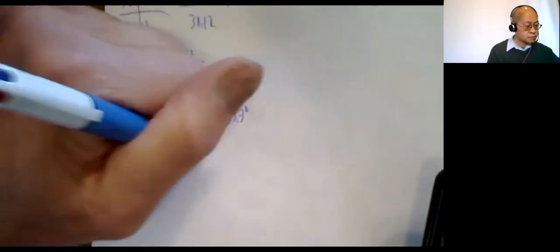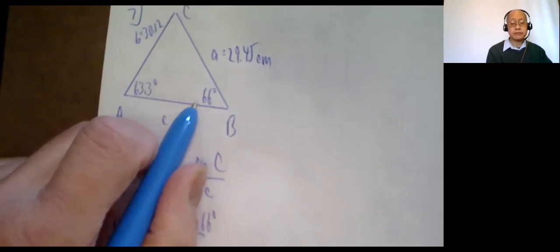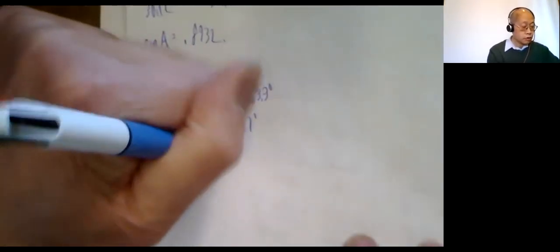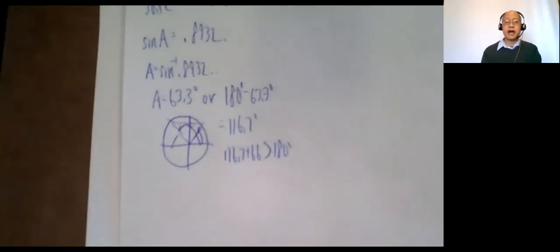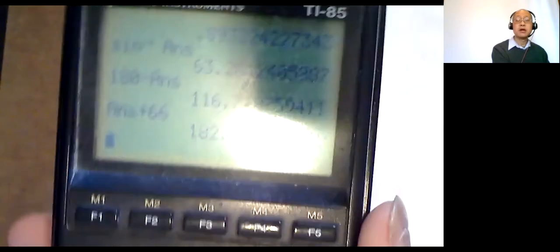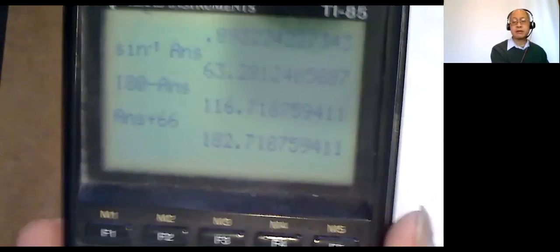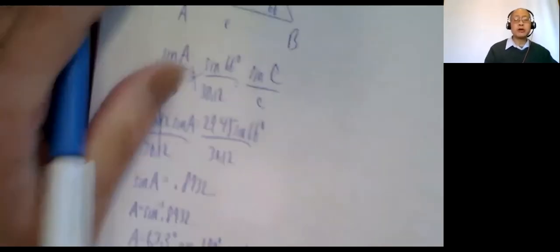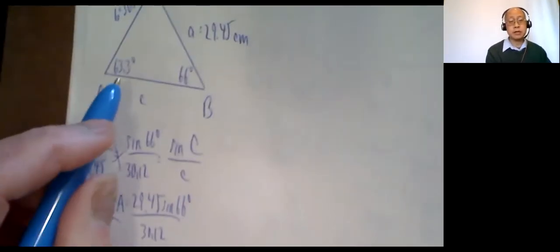$116.7. However, let's see, is that viable? My first angle was 66, right? 116.7 plus 66, that's already greater than 180 degrees. I've surpassed my quota of 180. 182 degrees, 183. So this is not possible, although you do have to check for this in general sometimes.